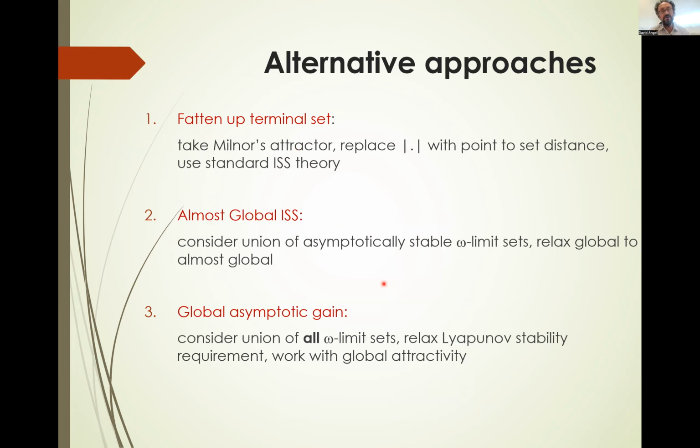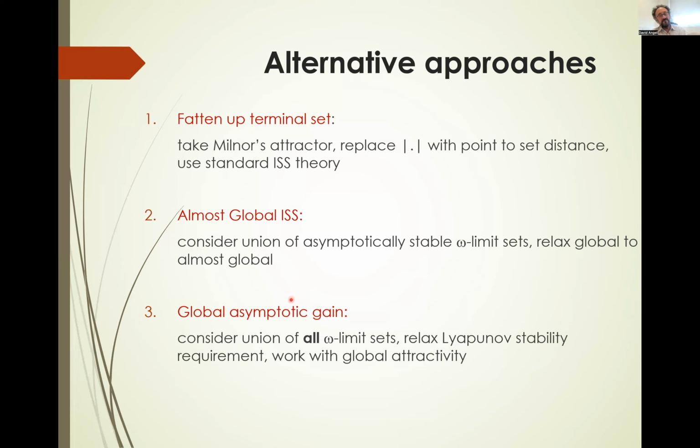So the other two approaches instead, which are tighter, would be to only look at the set which is formed by the union of all asymptotically stable, for instance, omega limit sets, and relax the concept of global ISS to a notion of almost global ISS, okay? So that's one possibility. So that's relaxing the global nature of input to state stability.